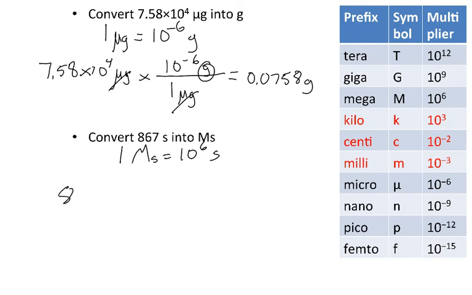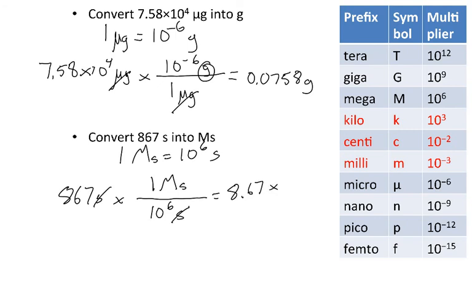So I start with my 867 seconds. Because I'm starting with seconds on the top, I need to put seconds down here, so my 10 to the 6 seconds will go down here. That means the 1 megasecond has to go on top. So those will cancel, and when I multiply that out, I get 8.67 times 10 to the minus 4 megaseconds.